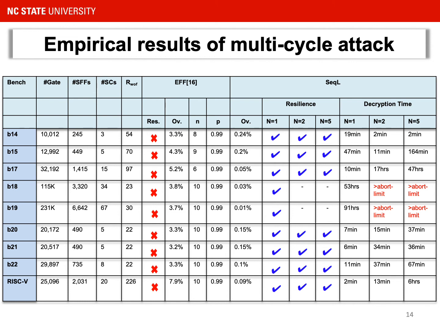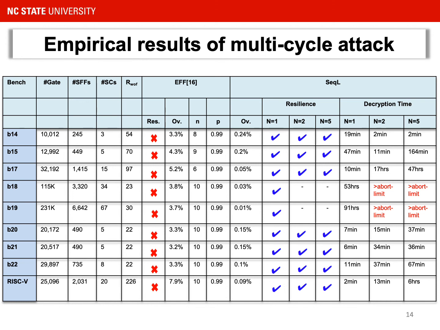Clearly, the overheads of SeqL are 1 to 2 orders of magnitude lesser than EFF. EFF fails to defend even the n equal to 1 case, considering the crosses for all the benchmarks. Hence, we do not provide results for n equal to 2 and 5. For SeqL, n equal to 1 case, it's all ticks showing incorrect key decryption for all benchmarks. For n equal to 2 and 5, it's a tick for all benchmarks except B18, B19, where it has crossed the abort limit, showing the resilience.